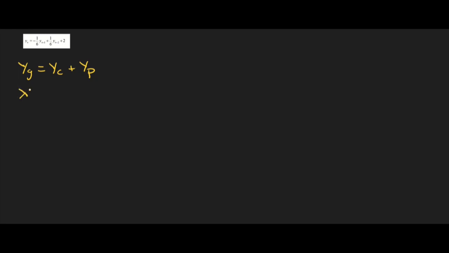To find the solution of the homogeneous equation, we again take the roots of the characteristic equation. So we write down the characteristic equation of this equation here, which is lambda squared plus 1 over 6 lambda minus 1 over 6 equals 0. And we can show that the roots of this are equal to 1/3 and minus a half.